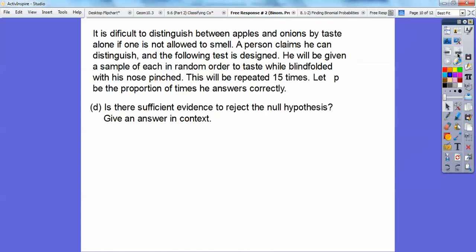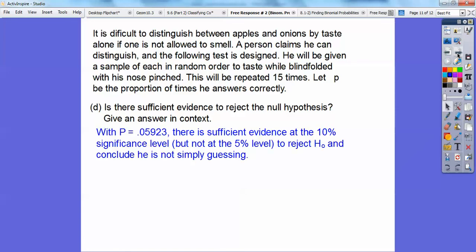Is there sufficient evidence to reject the null hypothesis? Give the answer in context. Since they didn't state the 5% level or the 10% level, let's include them both in our answer. With your probability being 0.05923, you could say there's sufficient evidence at the 10% level, but not at the 5% level, to reject the null hypothesis and conclude that he was not simply guessing.